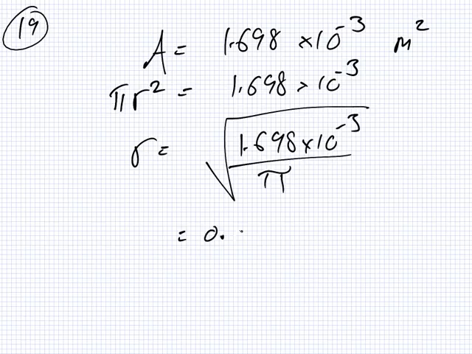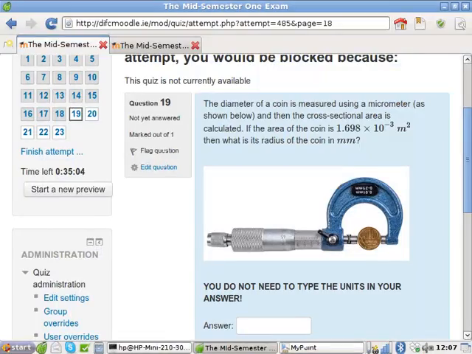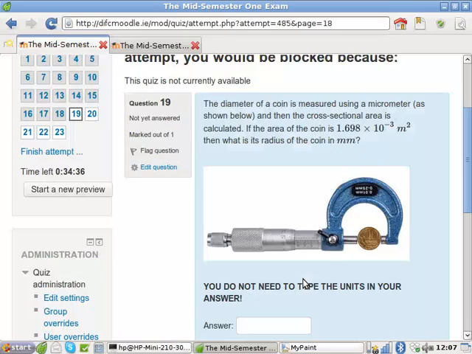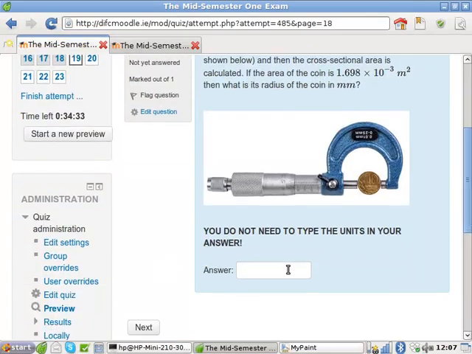Which is 0.02325 meters, but I believe I wanted the answer in millimeters. I got it right, but you said the correct answer is 11.82. Did I? Outrageous. Disgraceful. Right, so the answer should have been what? 23.2, because you said millimeters. The answer should be 23.2 millimeters. Now, if you got that, I'll fix the marks for you now. 23.2.